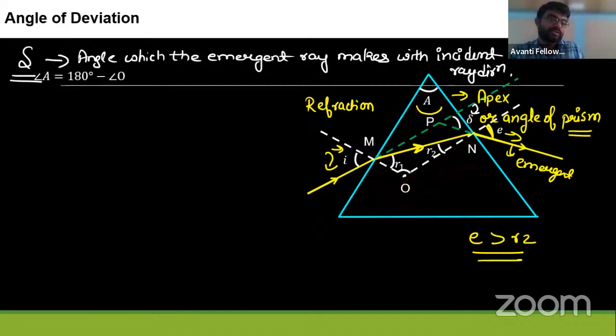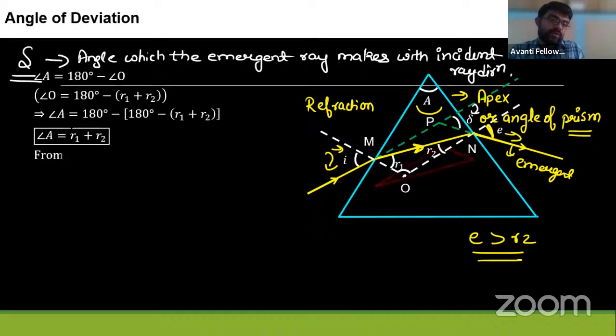Okay. So by using some geometrical laws, you'll get, remember, the first thing you have to remember is this. This also I'm marking with a star point. Remember always, angle of prism is equal to R1 plus R2.